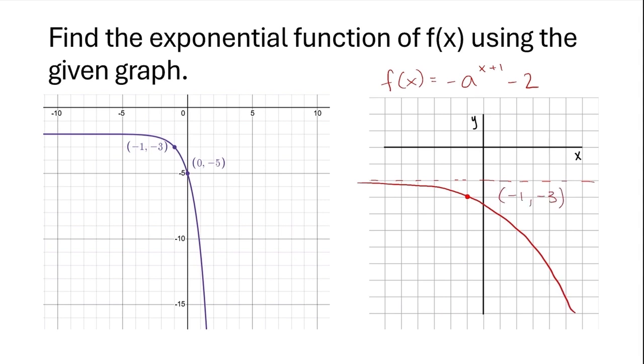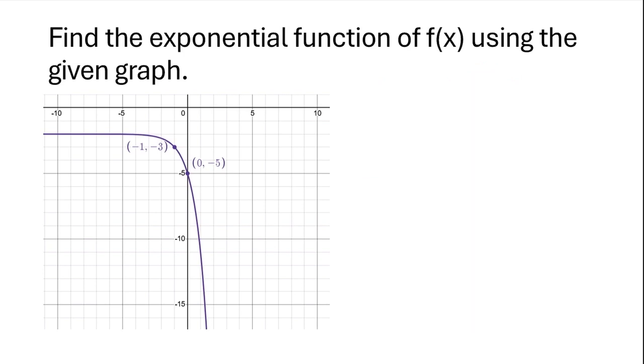Now we can solve for the base of our exponent. To do so, we'll pick another point on our graph. The problem has identified this point, 0, -5. So let's use this point. We're going to need to set up an equality that allows us to solve for a. Let's do that by plugging 0 in for x and setting that equal to -5. That will give us negative a to the 0 plus 1 minus 2 equals -5.